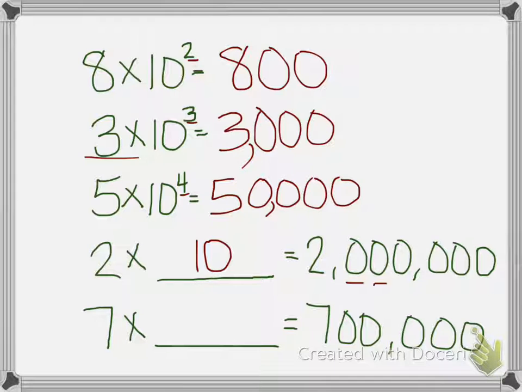So it's a 10, and since there are 6 zeros, 10 to the 6th power. 7 times what equals 700,000. So 7 times 100,000 equals 700,000, but in exponential notation a 10 with 5 zeros, so 10 to the 5th.